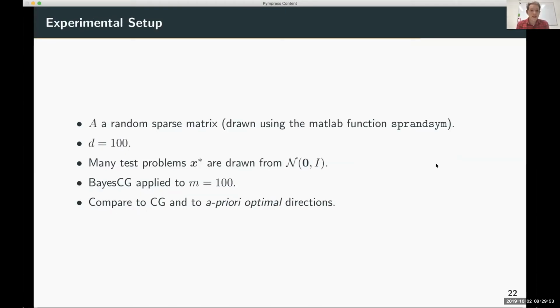So for the experiments, A will be taken to be a random sparse matrix, drawn using the MATLAB function sprandsym. The dimension is 100, and I'm going to draw many test problems x star from a unit Gaussian distribution in 100 dimensions. Then I'll apply Bayes CG with m equal to 100, so to convergence, and compare this to two different sets of directions than the Bayes CG search directions: the CG search directions, just for reference, and also a set of directions referred to as a priori optimal. These are derived from an optimality argument that we present in the paper, but for the purposes of the talk, we can think of them as essentially random.